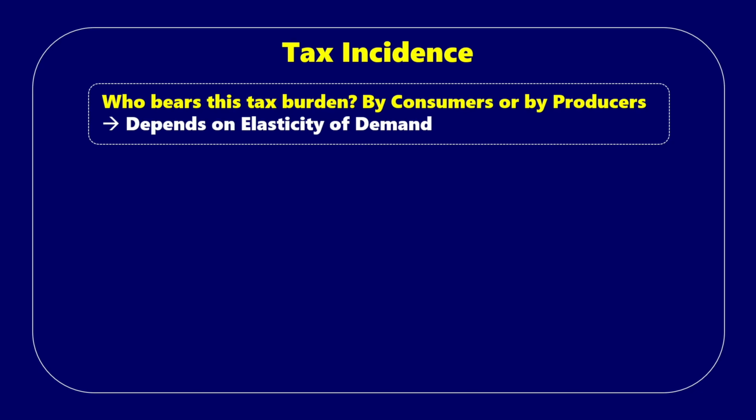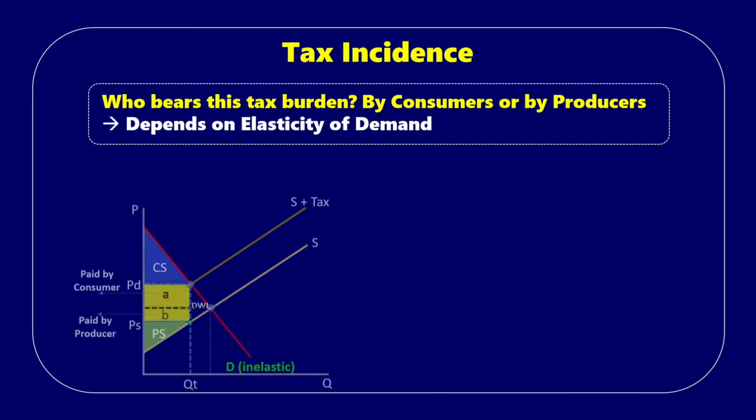Now let's talk about tax incidence, which is really just a way of asking who actually pays the tax. Is it the consumers or is it the producers? And the idea here is simple. It depends on elasticity, not on who the government says the tax is imposed on. Look at the graph here.